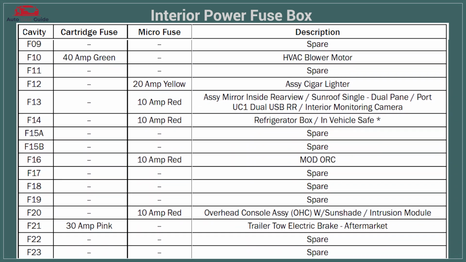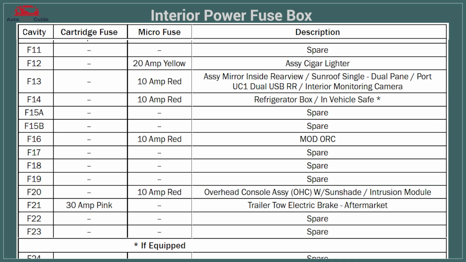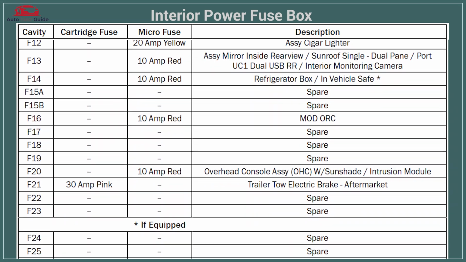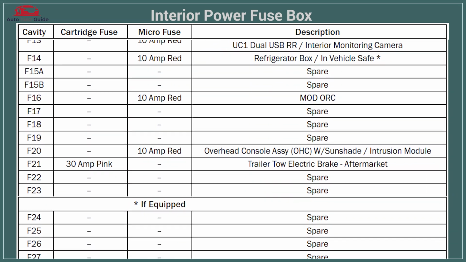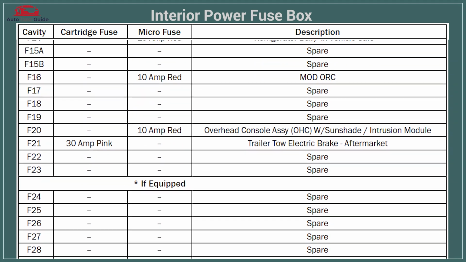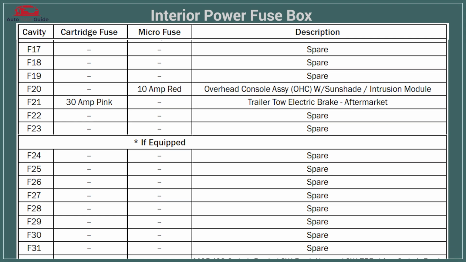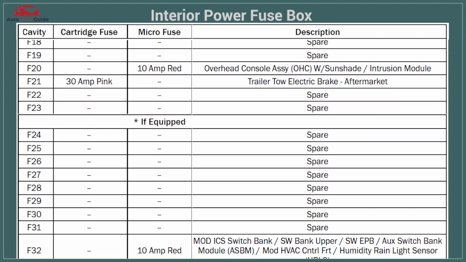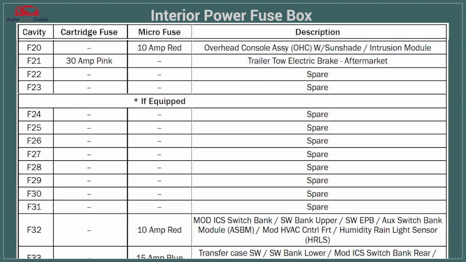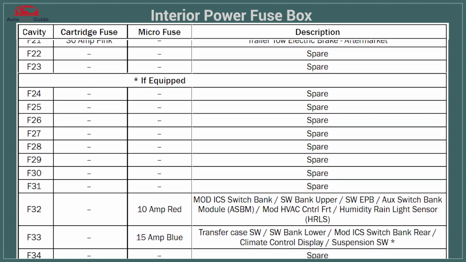It ensures efficient operation of essential functions like lighting, infotainment, and climate control by regulating voltage flow. Located within the cabin, it provides easy access for maintenance and troubleshooting. The Interior Power Distribution Center enhances vehicle safety and reliability by preventing electrical overloads and short circuits.